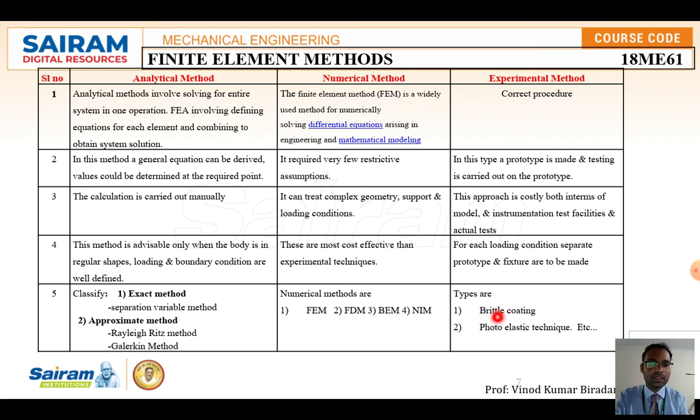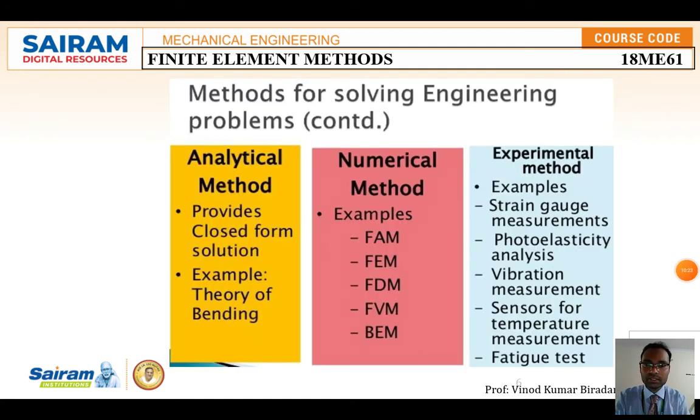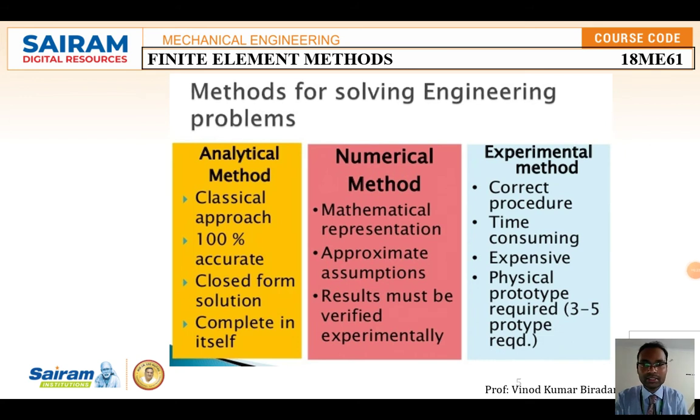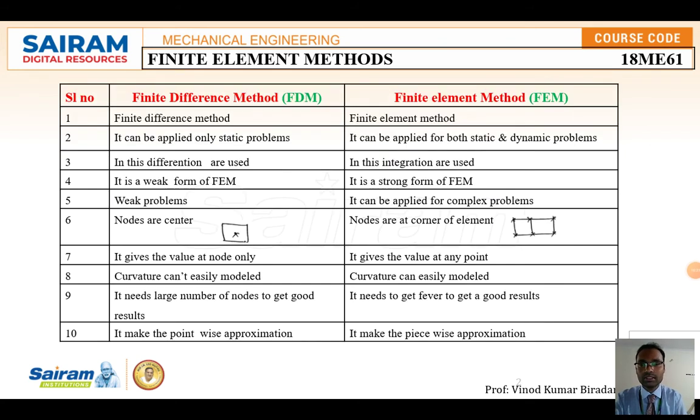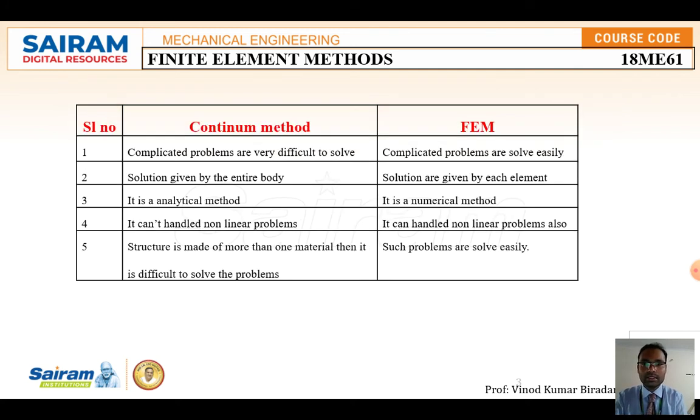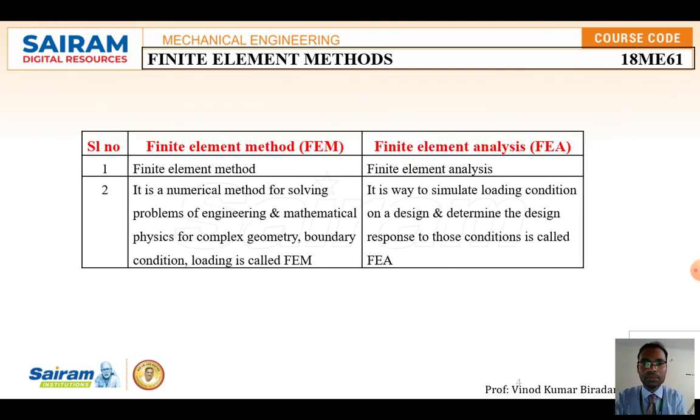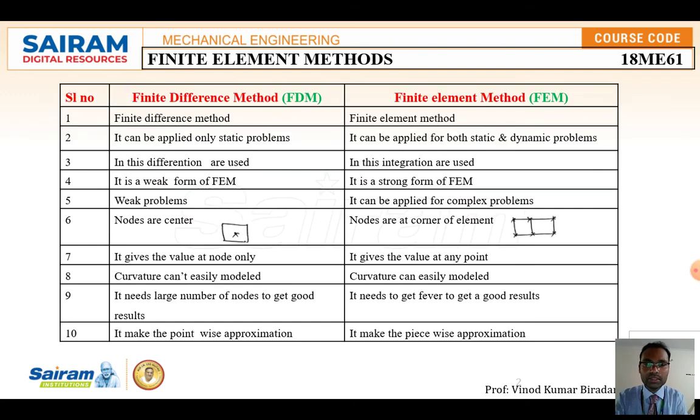Again, for the experimental method, this is any one testing machine, and the types are brittle coating material and photoelastic specimen or technique. These are some of the differences between the analytical method, numerical method and experimental method. You have to remember the first three definitions. They are not asked many times in examinations, but they may ask them in the university examination. What is the difference between the finite element method and the finite difference method? This is a most important question: FDM versus FEM, the continuum method versus FEM, and FEM versus FEA. You have to remember these definitions.